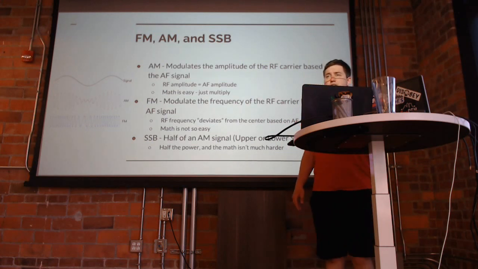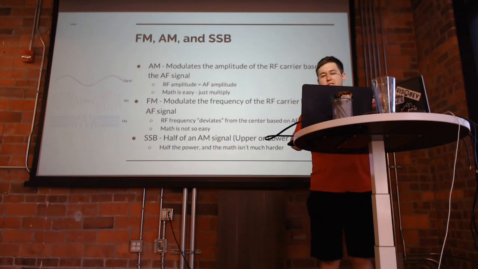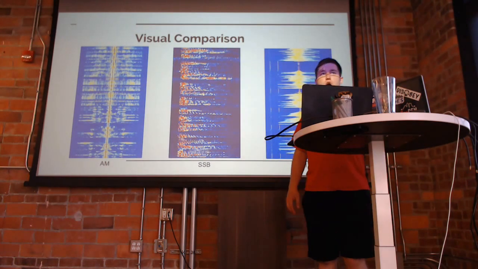And then finally, one thing that's very familiar to any ham radio guys in here is single sideband, which is literally taking half of the AM signal, either the lower or the upper, and it's half the power, so you get more efficiency. You're not sending the same information out with a mirror image of itself, and it's not that much harder to decode. These are what those look like compared to each other.